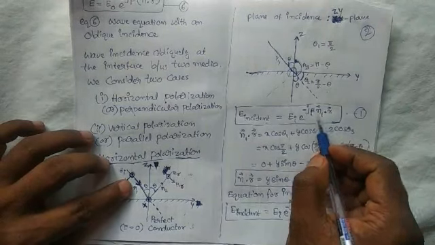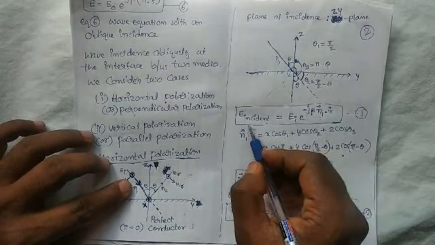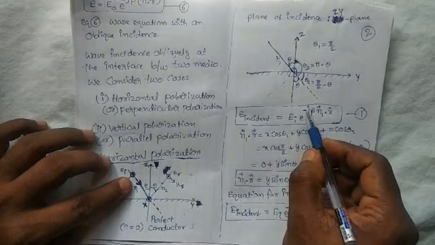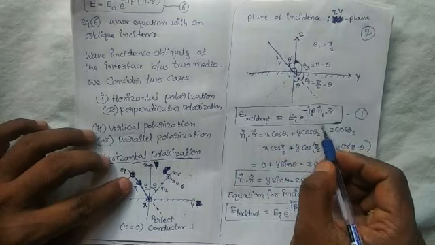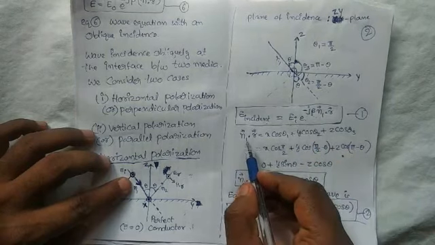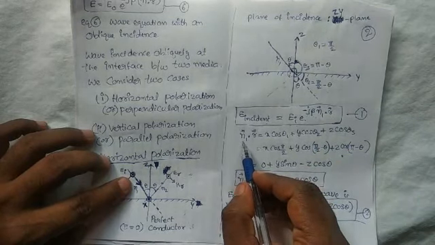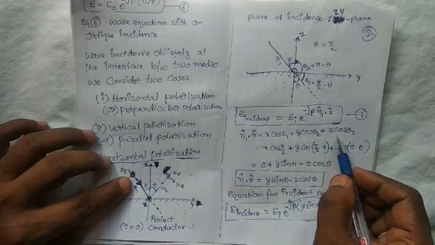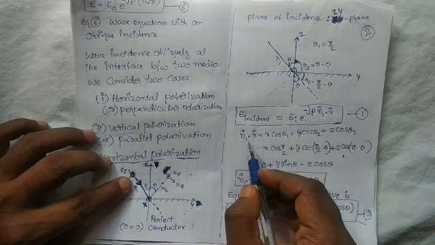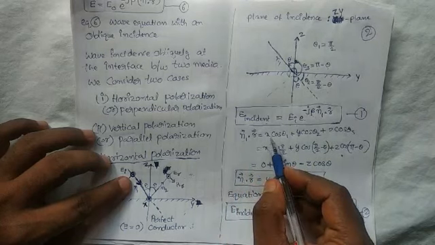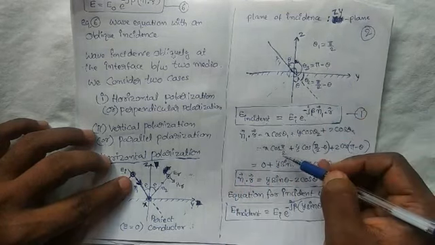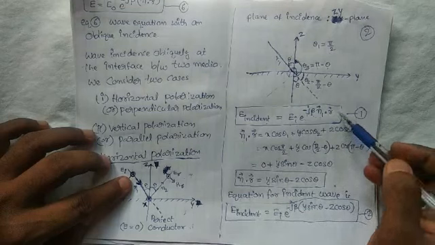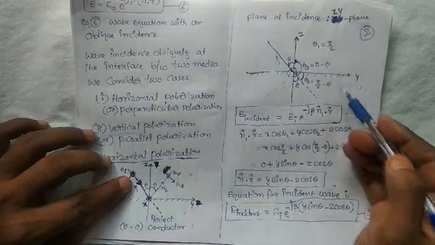This is the wave equation for the incident wave: E incident is equal to Ei into e power minus j beta n1 dot r. How do we determine n1 dot r? It is x cos theta 1 plus y cos theta 2 plus z cos theta 3. Substituting, theta 1 is pi by 2, theta 2 is pi by 2 minus theta, and theta 3 is pi minus theta.